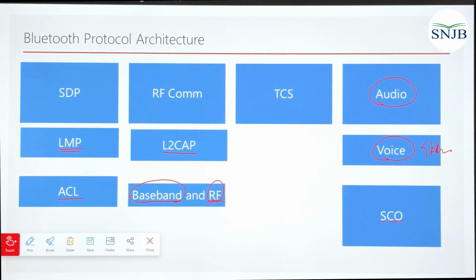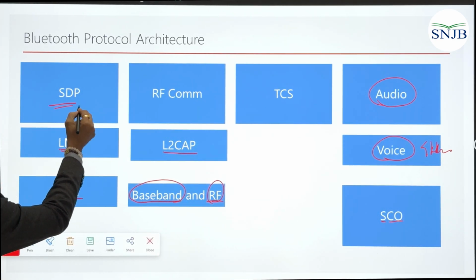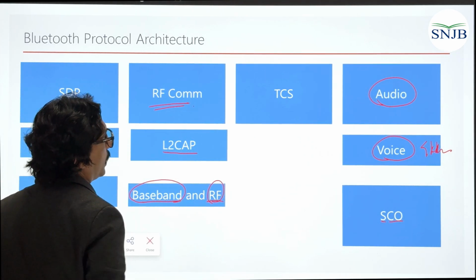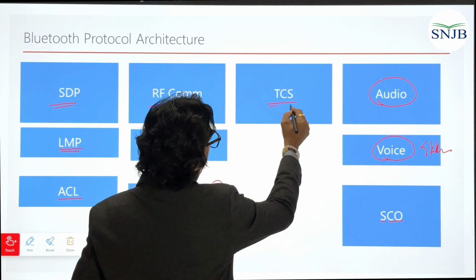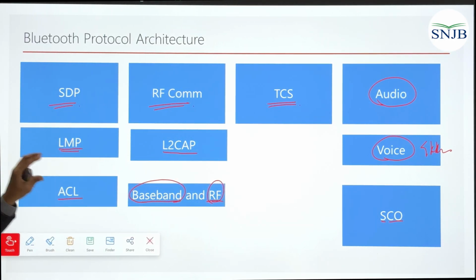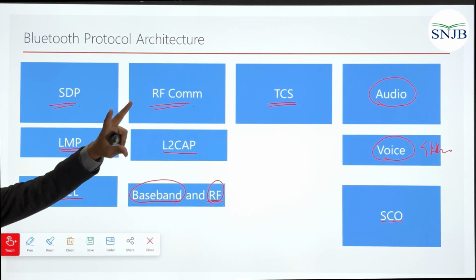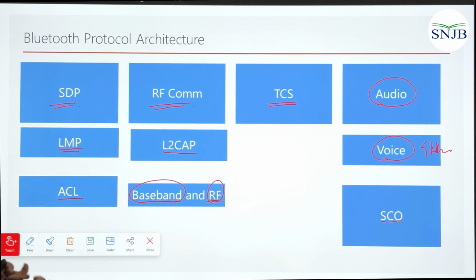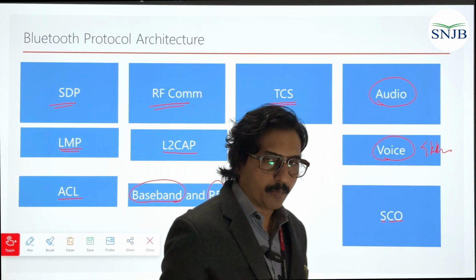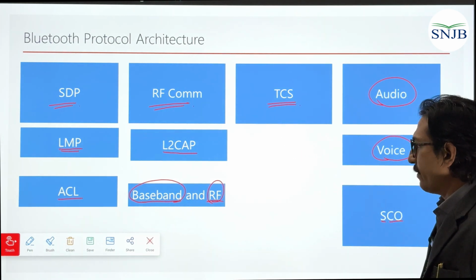This is service discovery protocol. This is radio frequency communication. This is TCS protocol. As far as Bluetooth is concerned, these are the three layers, and through these three layers we can establish a connection with the remote Bluetooth-enabled devices.